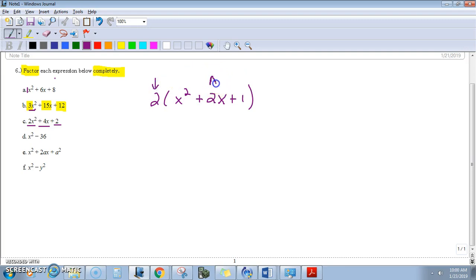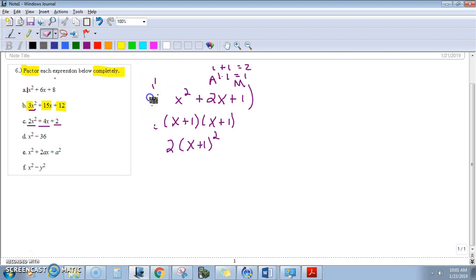So we're looking for two numbers that add up to be positive 2 and multiply together to be 1, and that's just going to be 1 and 1. 1 plus 1 is 2, and 1 times 1 is 1. So this is just x plus 1 times x plus 1. And what's cool about this is that x plus 1 and x plus 1 are exactly the same. So we can just make that 2 times x plus 1 squared. Both of those answers would be correct.